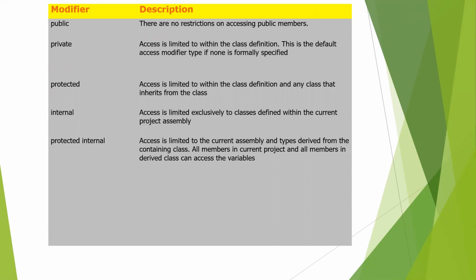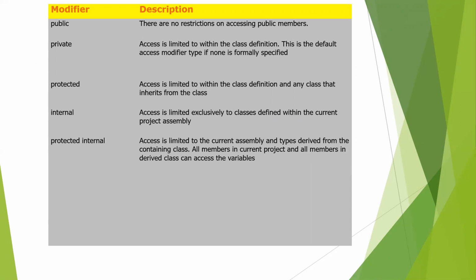Coming to private, access is limited to within the class definition. This is the default access modifier type if nothing is specified in the class declaration. Private access is the least permissive access level. Private members are accessible only within the body of the class or the struct in which they are declared. They cannot be accessed by an object or by a derived class. We can use them only within the body of the class.